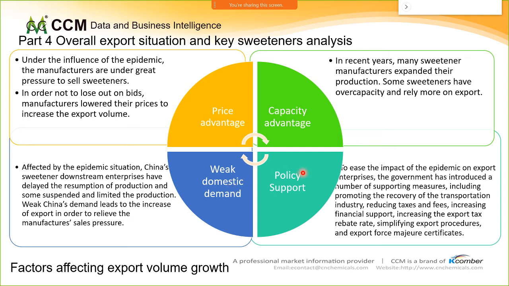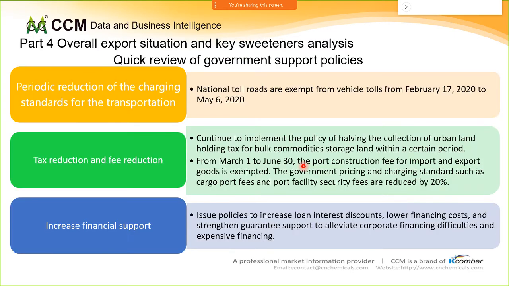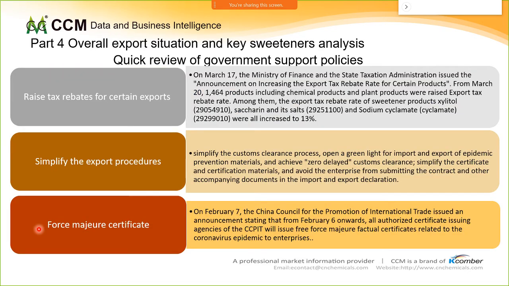And the policy support is also a main factor of the export volume growth. To ease the impact of the epidemic on the export enterprises, the government has introduced a number of supporting measures, including promoting the recovery of transportation, reducing taxes and fees, increasing financial support, increasing the export tax rebate rate, simplifying the export procedure, and also providing force majeure certificates for export. These supporting policies have effectively reduced the operating pressure of the enterprises and improved the export competitiveness of the enterprises at the same time.